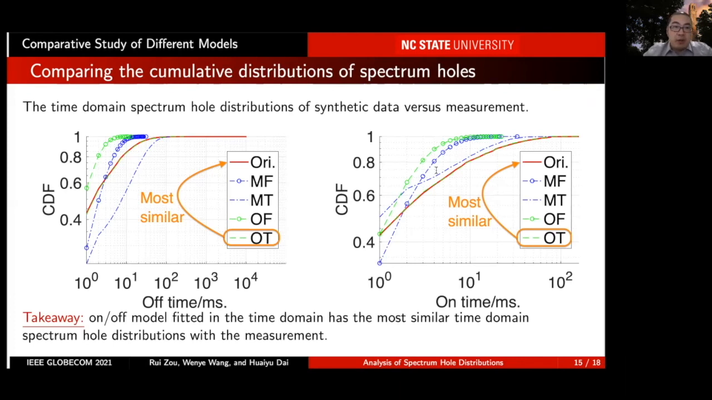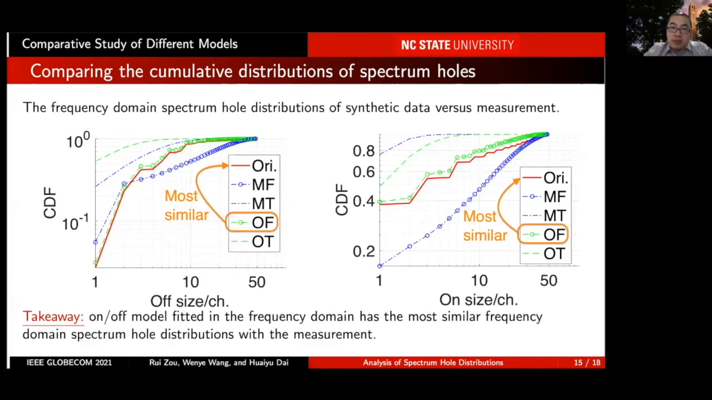After obtaining the four types of fitted models, we generate spectrum tendency data with these models and compare the cumulative distributions of the spectrum holes in the measurement data and the four synthetic data sets. Let's first look at the temporal spectrum distributions. In terms of the CDF of the temporal distributions of spectrum holes, the on-off model fitted in the time domain is the closest to the measurement data. In terms of the spectral distributions, the on-off model fitted in the frequency domain achieves the most similar CDF to the measurement data.